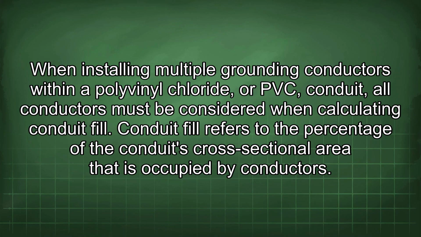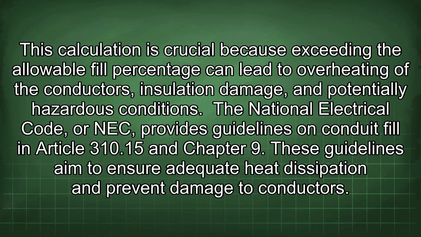When installing multiple grounding conductors within a polyvinyl chloride or PVC conduit, all conductors must be considered when calculating conduit fill. Conduit fill refers to the percentage of the conduit's cross-sectional area that is occupied by conductors. This calculation is crucial because exceeding the allowable fill percentage can lead to overheating of the conductors, insulation damage, and potentially hazardous conditions. The National Electrical Code, or NEC, provides guidelines on conduit fill in Article 310.15 in Chapter 9.